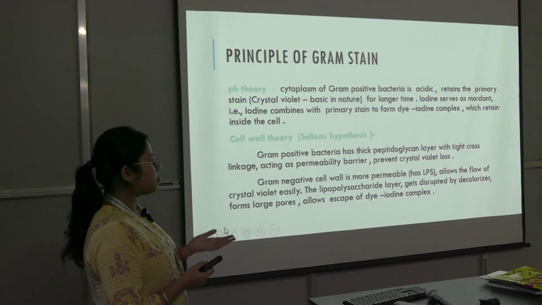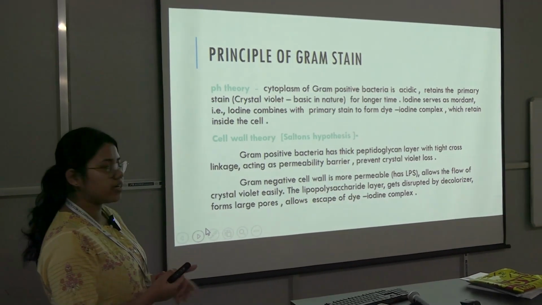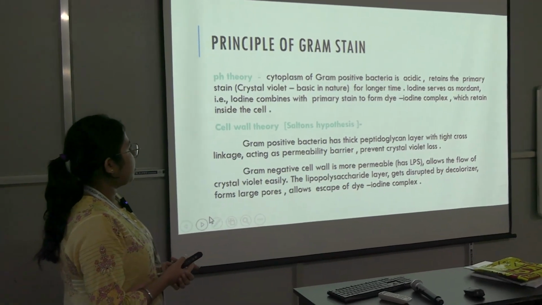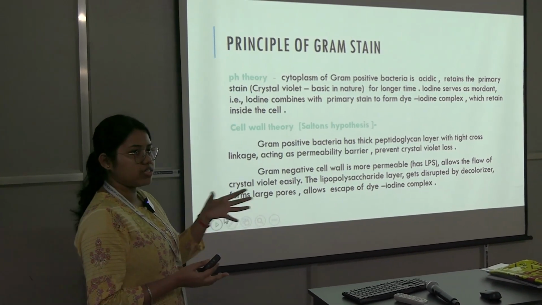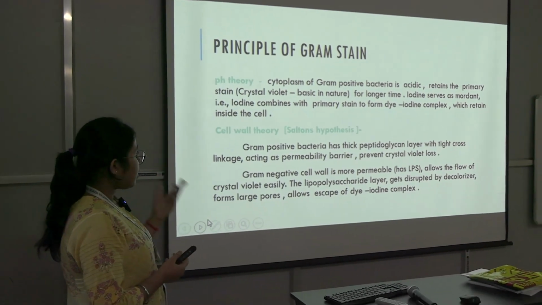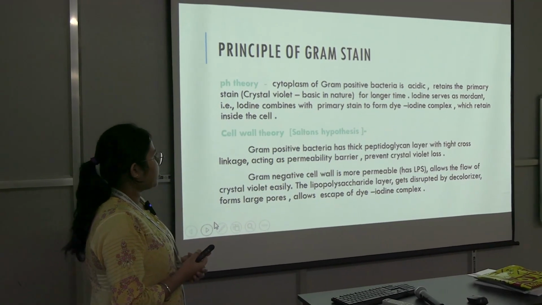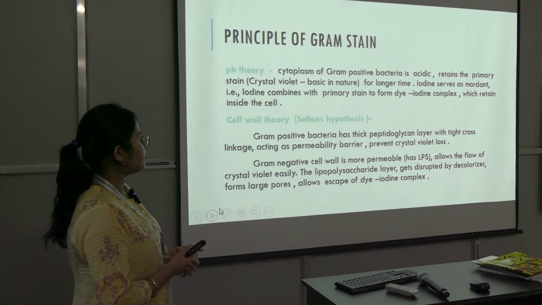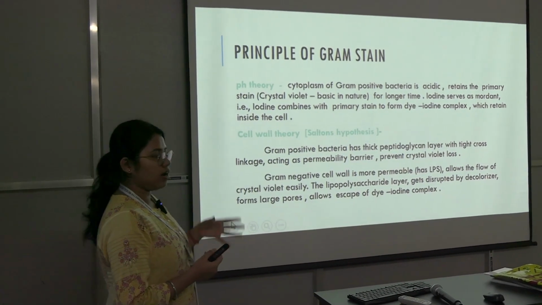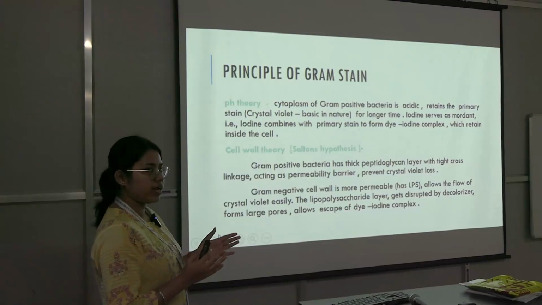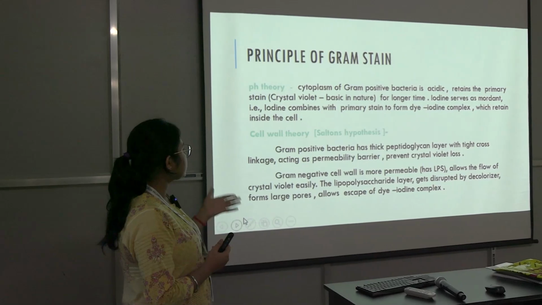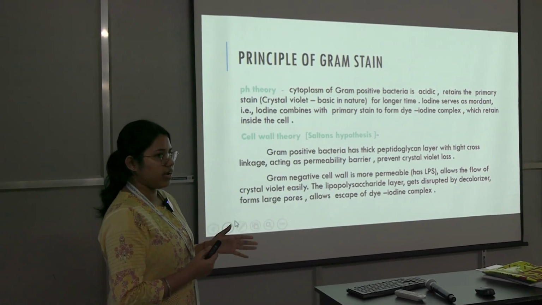So what does the pH theory say? It says that the cytoplasm of gram-positive bacteria is acidic in nature, so it retains the primary stain, that is our crystal violet. You will learn in the subsequent slides that crystal violet we use as a primary stain in the gram staining process. It retains the primary stain for a longer time, and in the second step, when we put iodine that serves as a mordant, it forms a diiodine complex in the glycan layer, with tight cross linkages, and thus it acts as a permeability barrier and prevents the crystal violet loss.